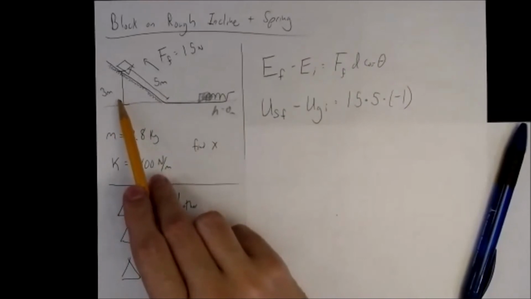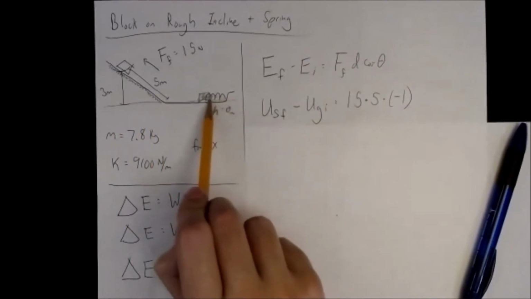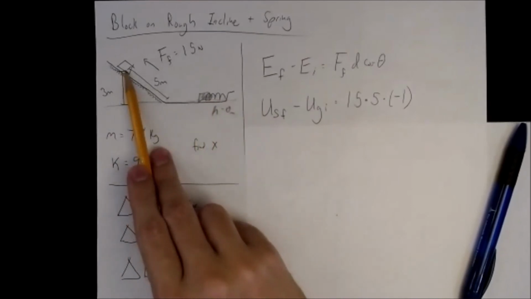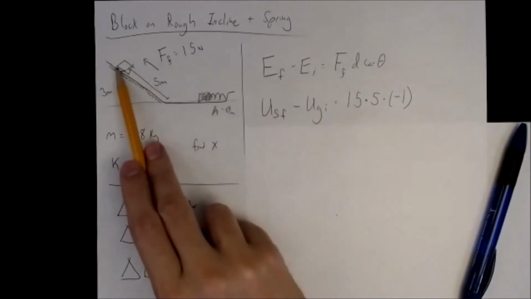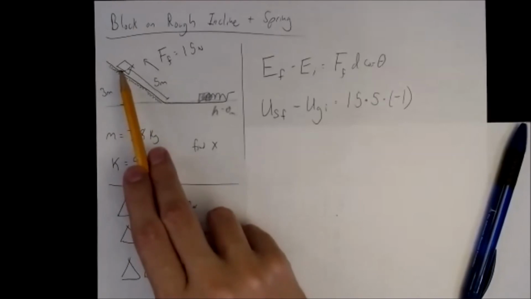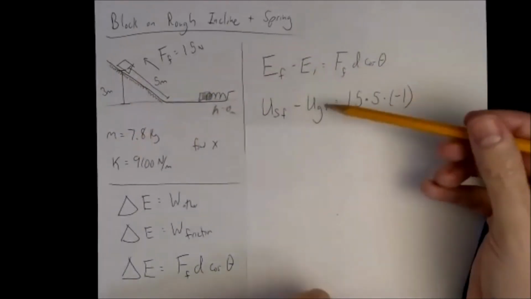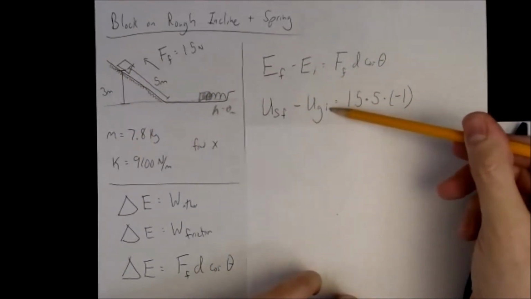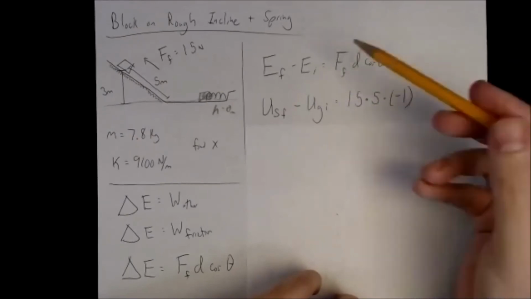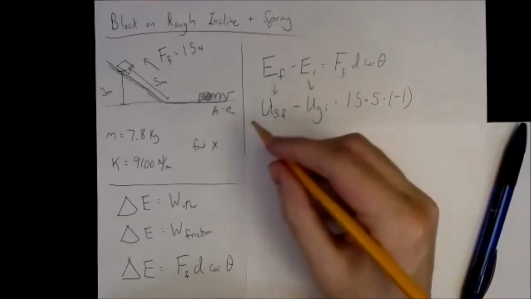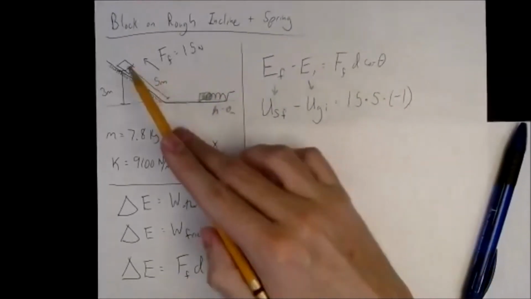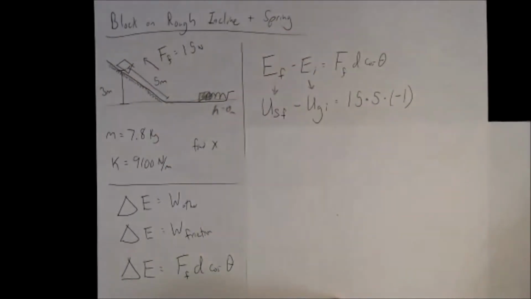At the beginning of the problem, the spring is not compressed, and so there's no spring energy. At the beginning of the problem, the block is not moving. There's no kinetic. At the beginning of the problem, it is all the way up here at the top of that ramp, 3 meters above the ground. That means that there will be gravitational potential at the beginning. And so my final energy was the spring energy over there. My initial energy was the gravitational potential energy up there.